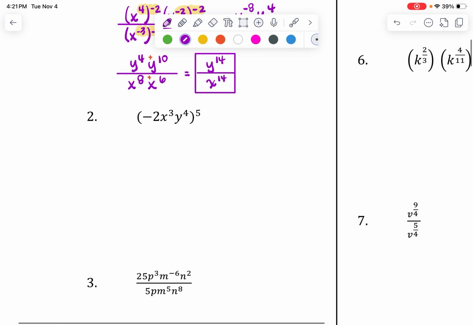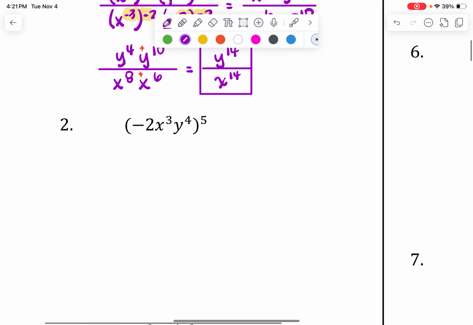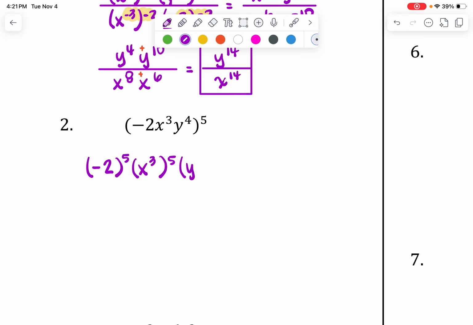All right, let's go to number 2. So again, we have 3 factors inside, and they all have to get the 5th power. So here's what I'm going to do. -2, I'm going to put him in his own little parenthesis, and he gets the 5th power. Then the x cubed gets his own little parenthesis, and he gets raised to the 5th power. And then the y to the 4th gets his own parenthesis, and he gets raised to the 5th power.